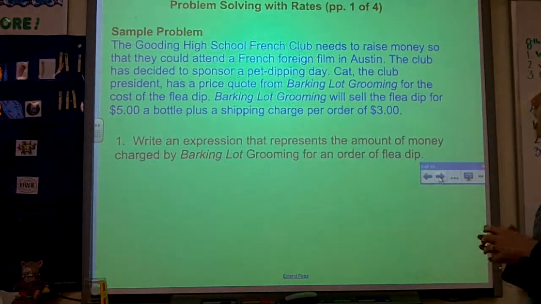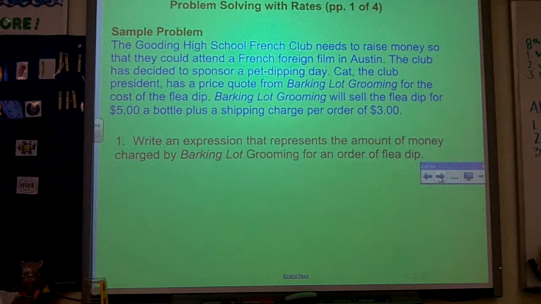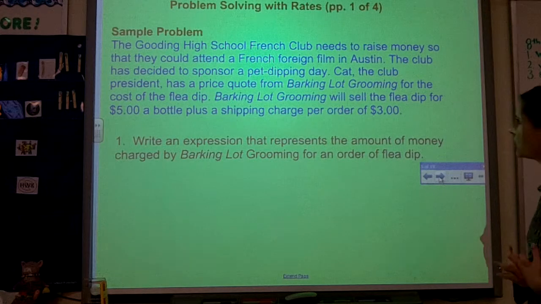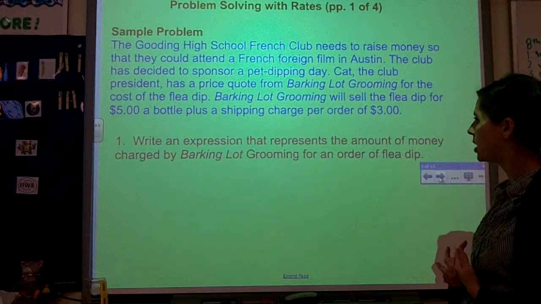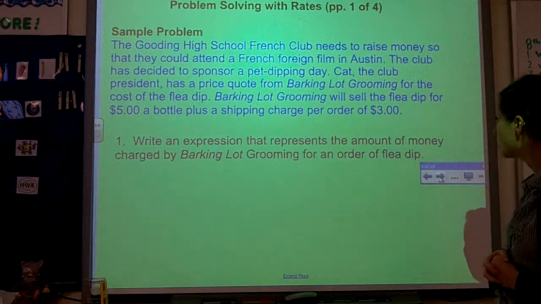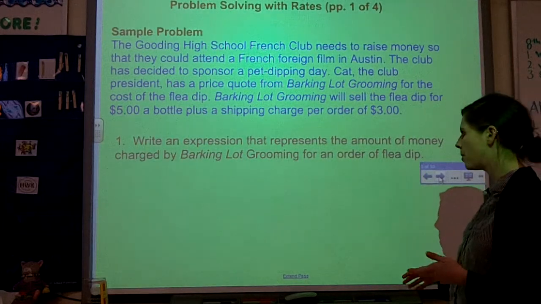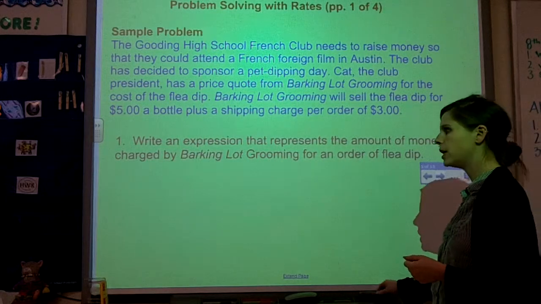So it says, the Gooding High School French Club needs to raise money so that they could attend a French foreign film in Austin. The club has decided to sponsor a pet dipping day. Kat, the club president, good joke there? No? Okay. Has a price quote from Barking Lot Grooming for the cost of flea dip. Barking Lot Grooming will sell the flea dip for $5 a bottle plus a shipping charge per order of $3. Write an expression that represents the amount of money charged by Barking Lot Grooming for an order of flea dip.